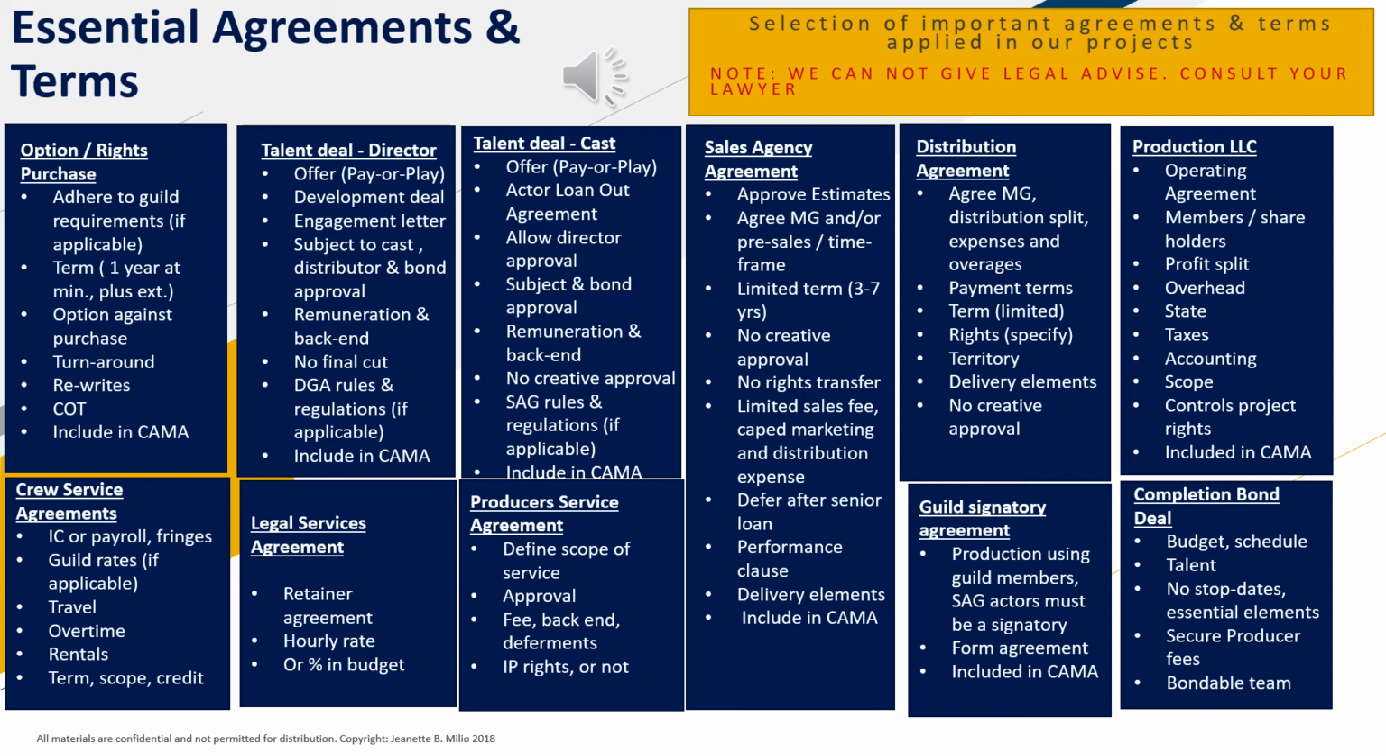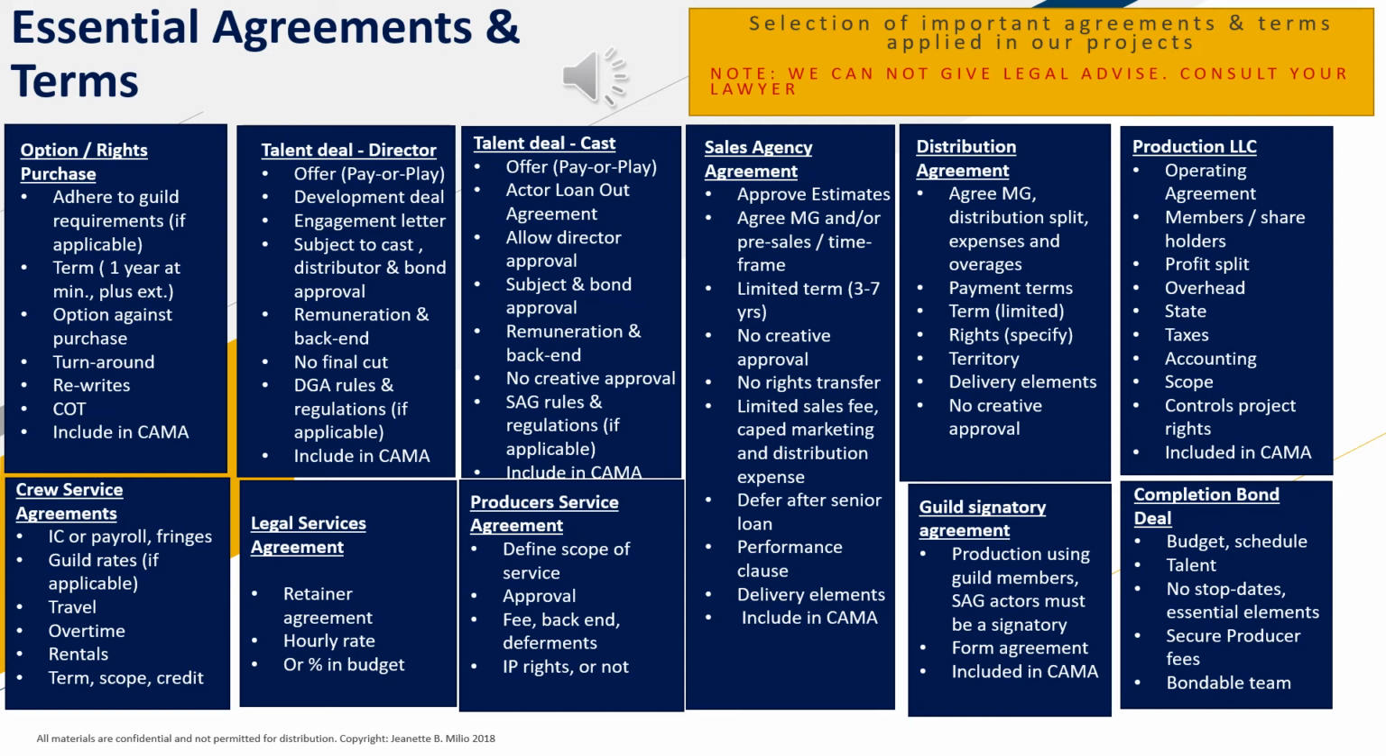You discuss how much money you're going to pay as a remuneration and your back-end participation if there is one. You will make sure that the talent has no creative approval, and you are going to apply SAG rules if they are applicable. The talent would be in the CAMA if they have a back-end profit participation.